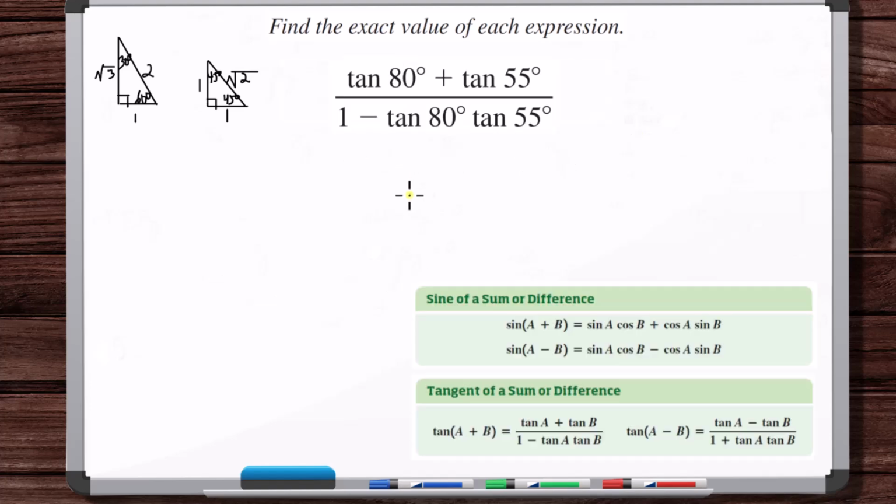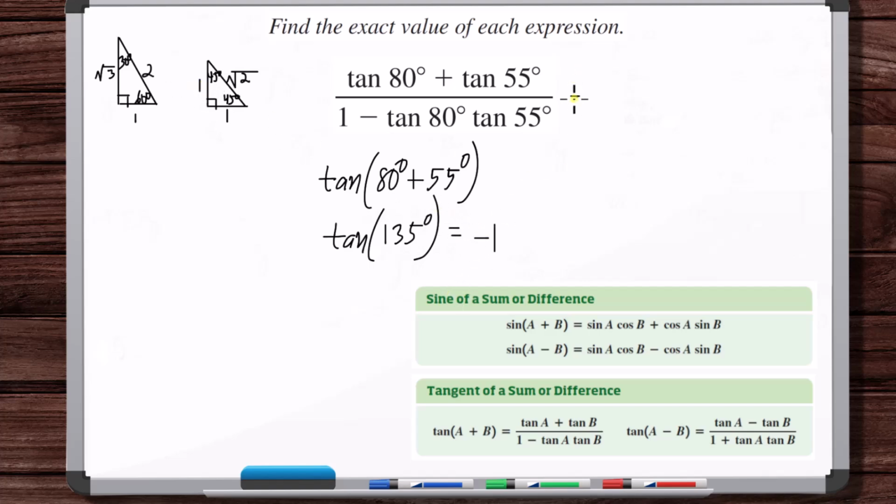Okay. We can match this up with the sum formula for tangent, where A is 80 degrees and B is 55 degrees. So this is equal to the tangent of 80 plus 55, which is 135. That has reference angle 45 degrees in the second quadrant. So we have a triangle like this in the second quadrant, but the x is going to be negative, right? So opposite over adjacent, 1 over negative 1, this is going to be negative 1.